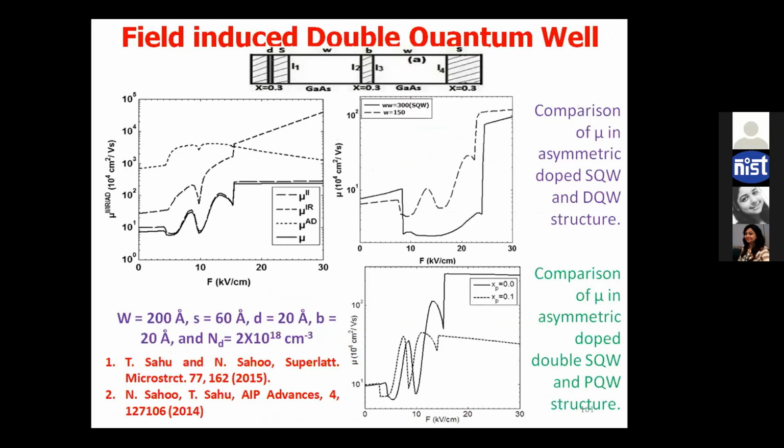So here, if you see, this is a double quantum well. We dope only at the left barrier, and we got the mobility.